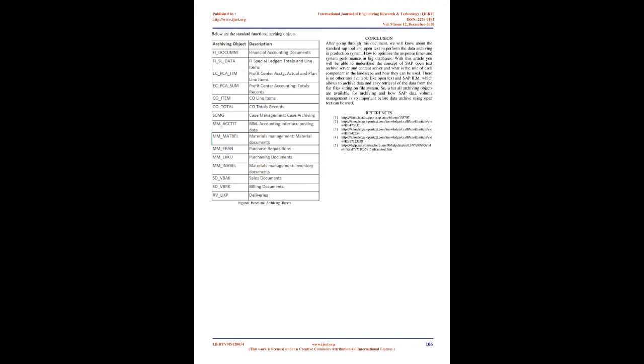Conclusion: after going through this document, we will know about the standard SAP tool and OpenText to perform data archiving in a production system, and how to optimize the response times and system performance in big databases. With this article you will be able to understand the concept of the SAP OpenText archive server and content server, what the role of each component in the landscape is, and how they can be used. There is no other tool available like OpenText and SAP ILM which allows archiving data and easy retrieval of the data from the flat file sitting on the file system. So, what archiving objects are available for archiving, and how important SAP data volume management is before data archiving using OpenText can be used.